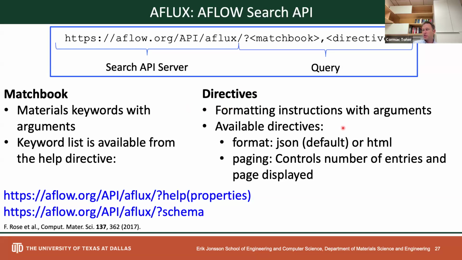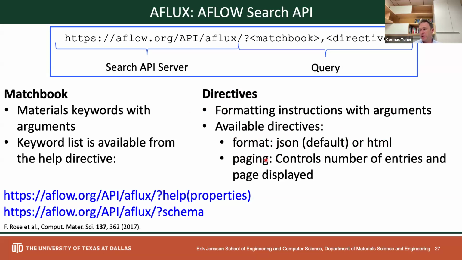Then you have the directives. Directives are basically formatting instructions. The most useful directives are generally the format, which tells you what format you want the results returned in. So you have JSON. If you don't provide any format, it's going to return a JSON file. Otherwise, you can also select to return HTML. You can also return a formatted plain text option that AFlow itself can read, and so on. Then there's this paging directive.